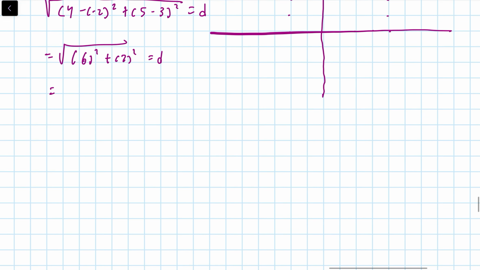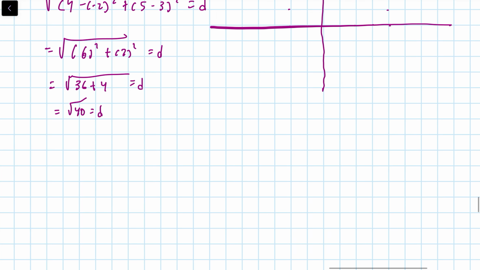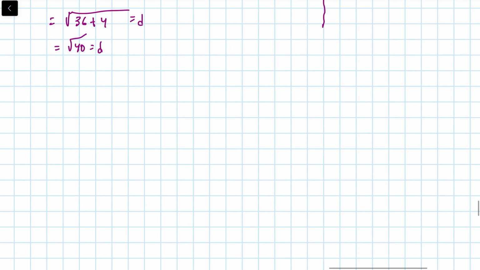So now from here, the reason why I say that you're not always going to get a perfect answer is because sometimes your answer is going to simplify to be this. Root 40 doesn't really work out to be a square root. So again, you're going to have to work on your radical skills. Let me show you how to work on that.